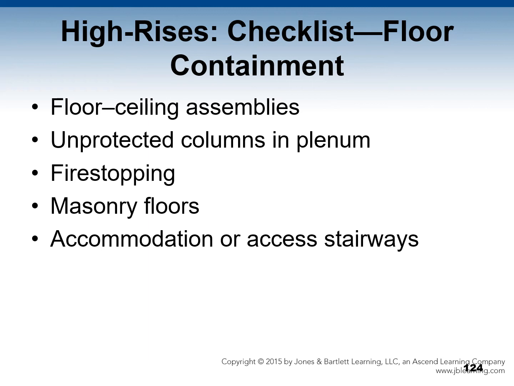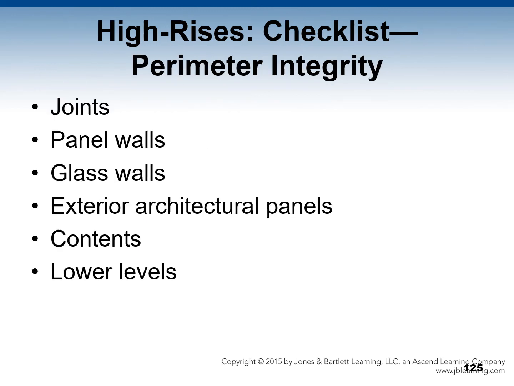You may have unprotected columns in the plenum where smoke and fire may pass to voids above via the re-entrance space. With fire stopping, is there effective fire stopping in void spaces? In regards to masonry floors, there may be utility openings that may allow fire to pass. With accommodation or access stairways, these create huge fire areas, as we talked about earlier in the chapter.